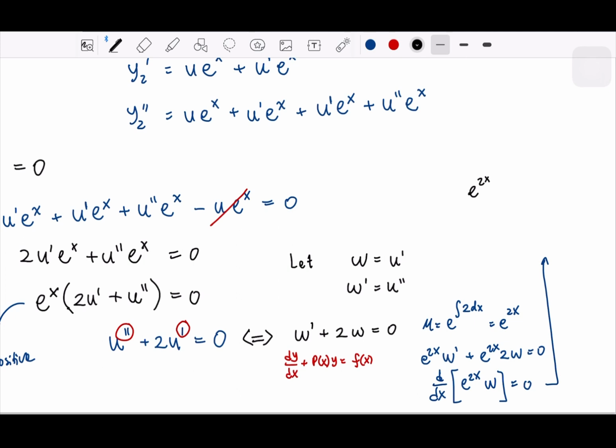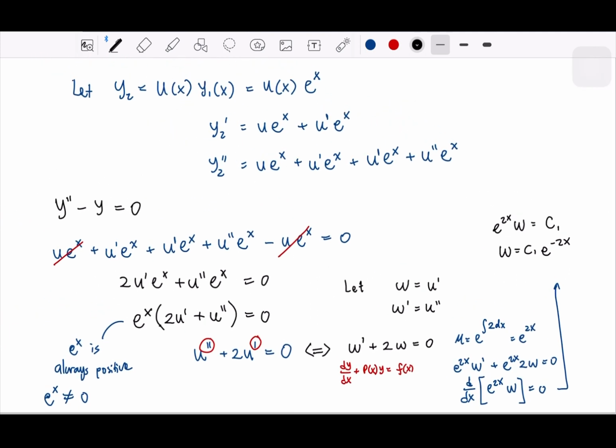So e^(2x) w will be equal to a constant, let's say c1. And w is c1 multiplied with e to the negative 2x. Remember that this is still in w. We are going to get back to our original variable, which is u prime. So u prime is c1 e^(-2x). And then we need to get to u, so we integrate once. Let me write this continuation in the next page. So you can write this first, and I will continue in the next page.